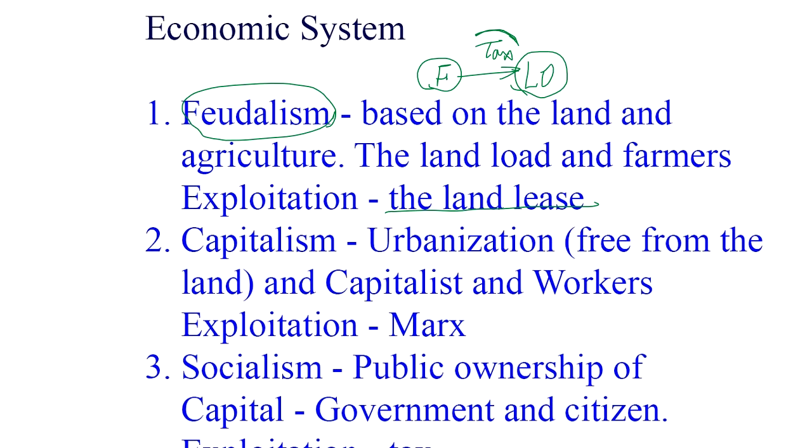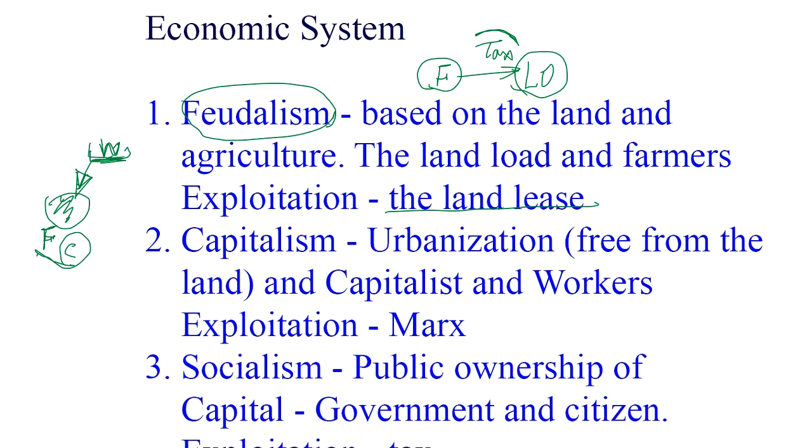Then after the Industrial Revolution, capitalism started. It's urbanization. Why? Because the industrial machine can produce in a factory, and the factory initially needs capital, and the owner of the factory is a capitalist, and the worker here is a worker. Okay, so this needs urbanization. It's not tied to the land anymore. It's tied to the capital.